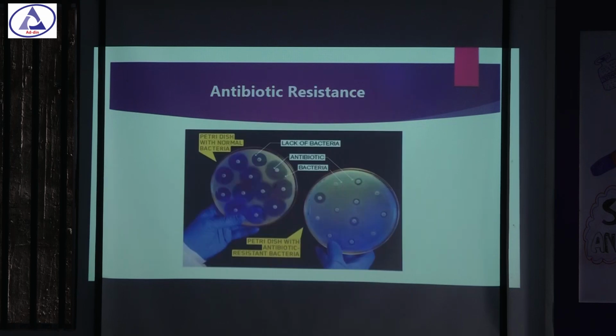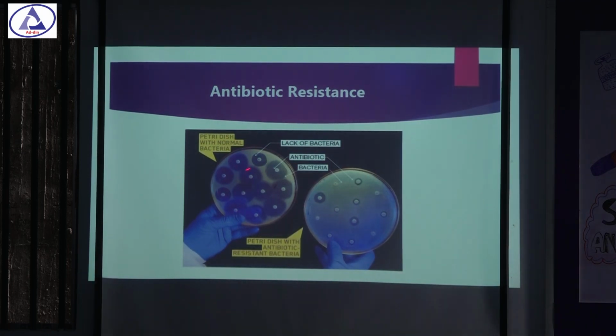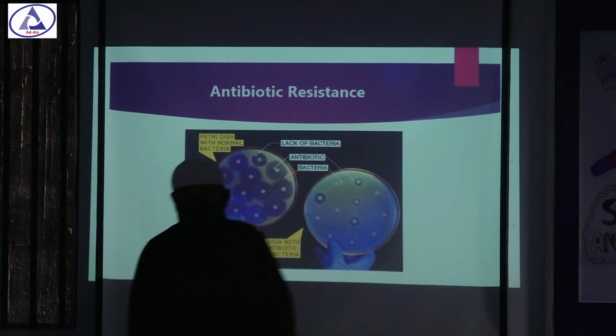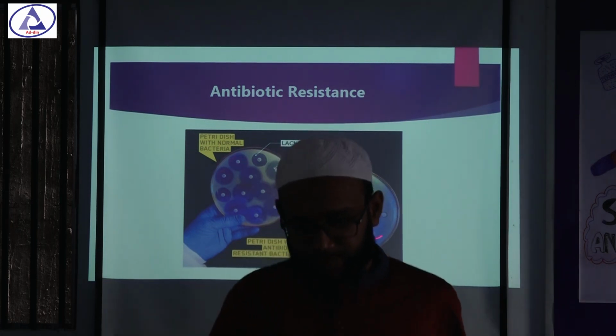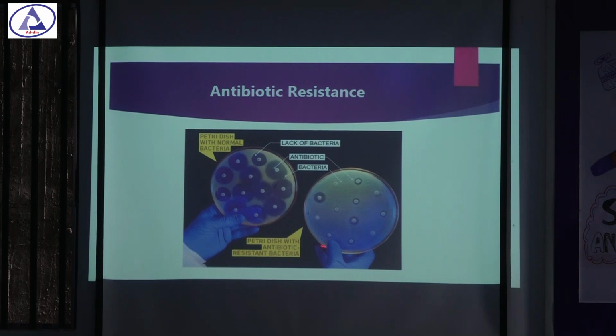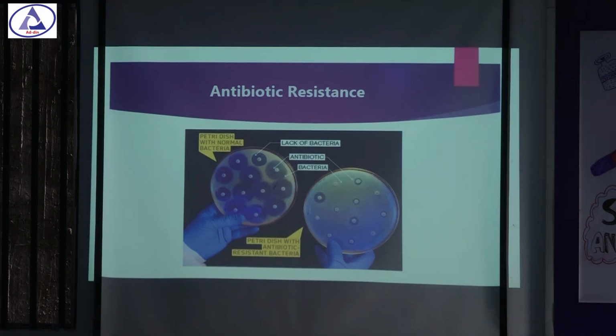Antibiotic resistance. Here we can see the two petri dishes. The antimicrobial susceptibility test has been done, and on the left hand side we can see this organism is susceptible to all available antibiotics. So it is a sensitive bacteria. And this petri dish shows the growth of an organism which is resistant to all categories of antibiotics. So this is a plate showing the growth of a resistant organism.